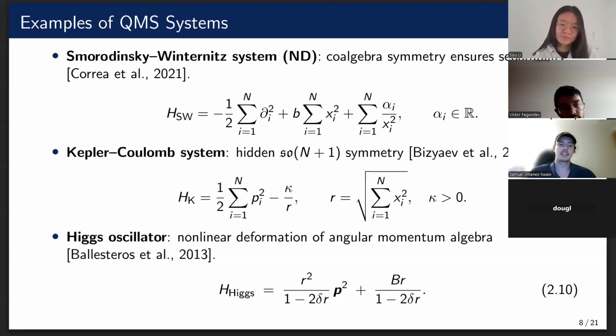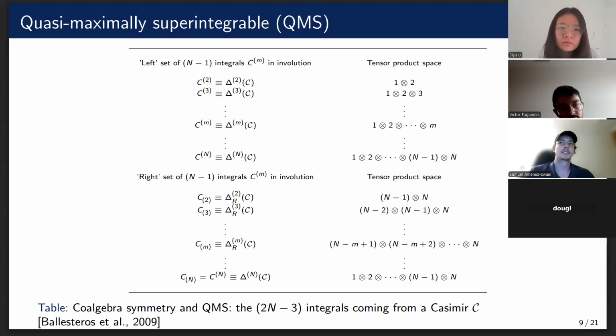And now it's important to note that a lot of these types of systems are actually known to be maximally superintegrable, but it is still possible to construct the 2n-2 integrals through this coalgebra approach, which can be quite helpful. And now in practice, this construction has the following process.